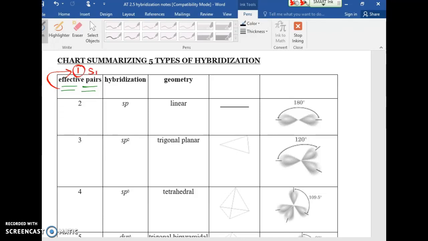Well, an effective pair is one of two things. Firstly, it could be a single, a double, or a triple bond. We don't care whether it's one pair of shared electrons, two pairs of shared electrons, or three pairs of shared electrons. They both have a similar function. They are both what we call an effective pair. So a single bond is one effective pair, a double bond is one effective pair, and a triple bond is also one effective pair. You also count non-bonding domains as effective pairs.